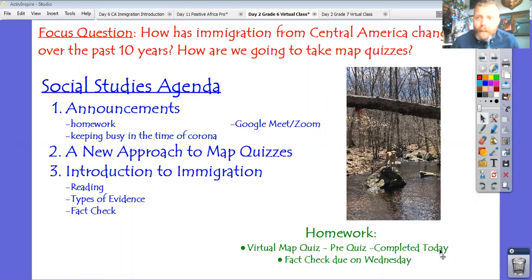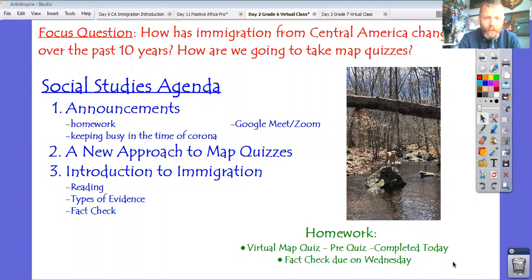As you can see on the agenda, this is what we have planned for today. First of all, I want to go over some announcements, just some things that I want you to know. After we get done with the announcements, I am going to talk to you about a new approach to map quizzes. I was thinking about it over the weekend. I think I have it figured out. And then last but not least, we'll get into today's lesson on immigration, kind of picking up where we left off before the pandemic interrupted our learning.